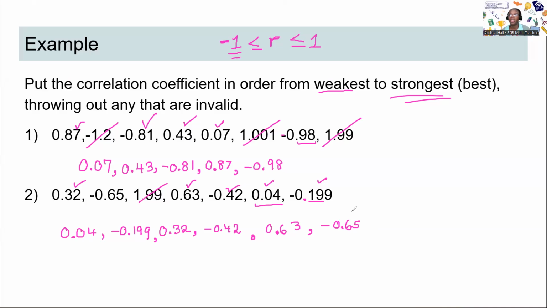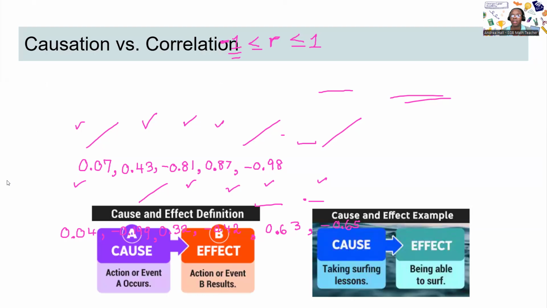So again, when we're putting it in order from the weakest to the strongest, we're not looking at the positive or negatives. We're just looking at the number itself. The closer it is to 1, the stronger it is. Okay? And clear all those drawings.